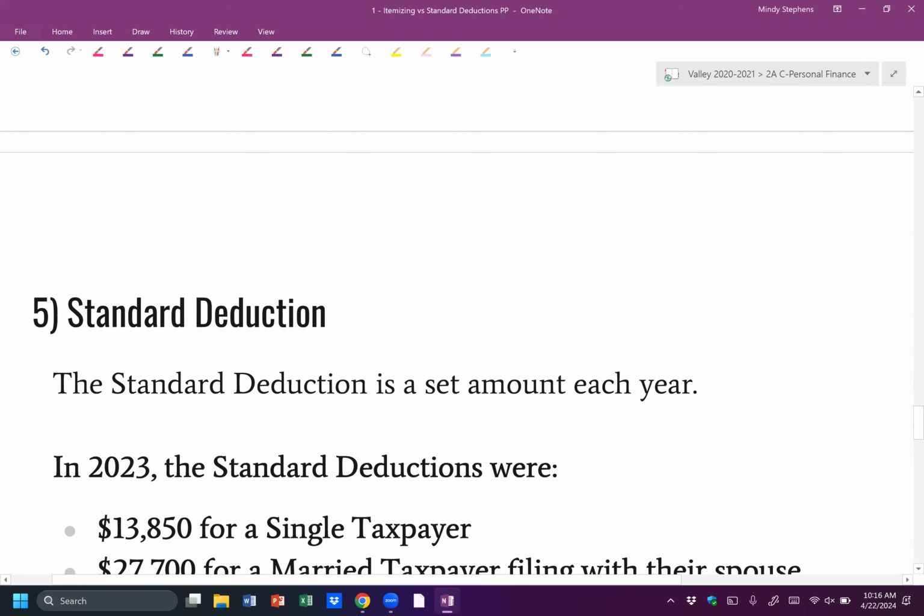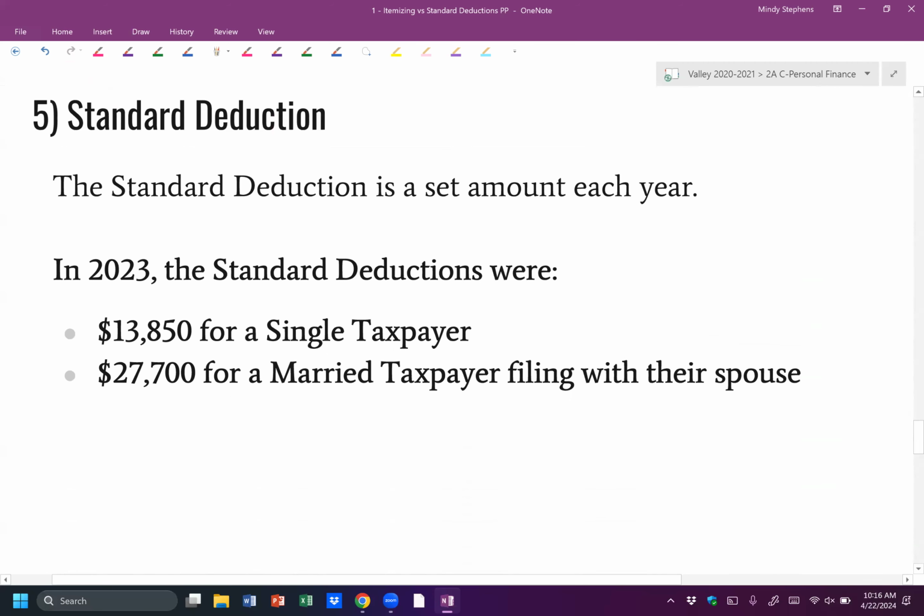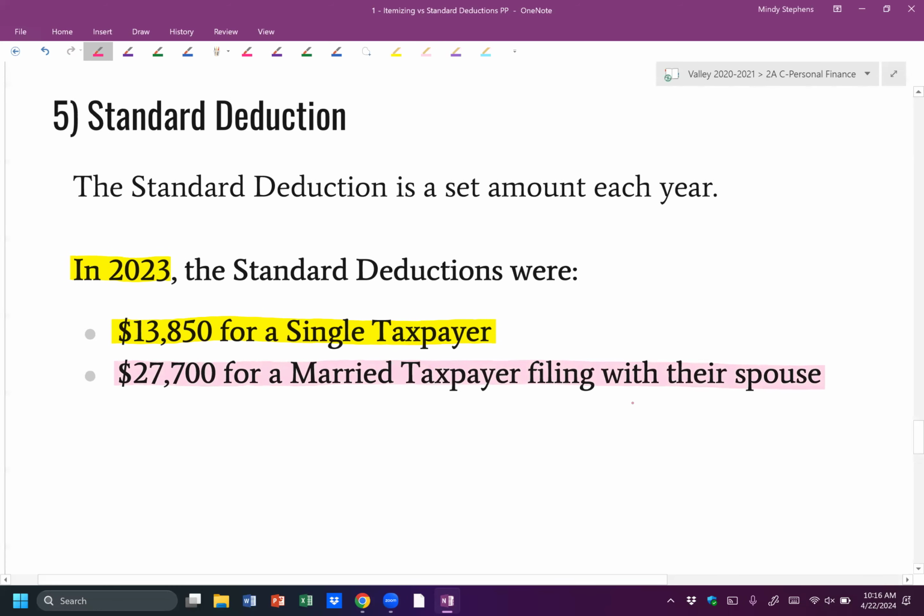The last part is, what is a standard deduction? For 2023, it changes every year. Every year, for the last five years, well, longer than that, it's been going up every year, the standard deduction. So I want you to write that this is the 2023 standard deduction. It's $13,850 for single taxpayers. So I want you to make sure you write single on there. And it is $27,700 for married taxpayers filing with their spouse, or filing joint. Remember that if they're filing with their spouse, we use the word joint or jointly.